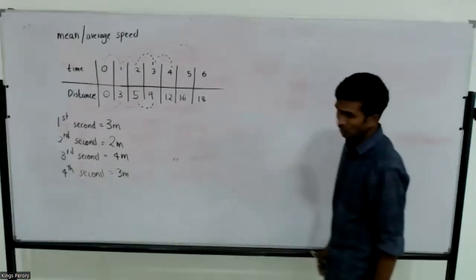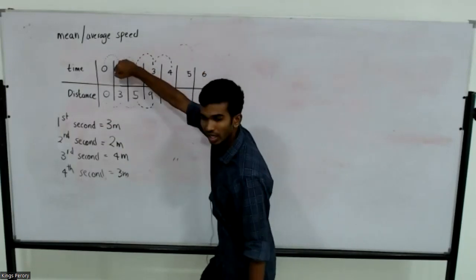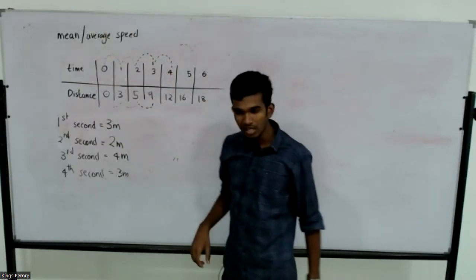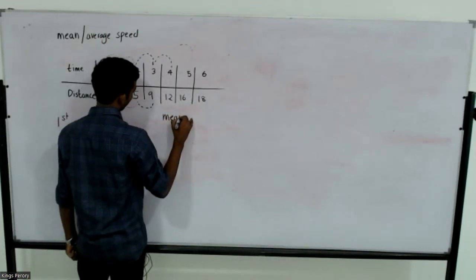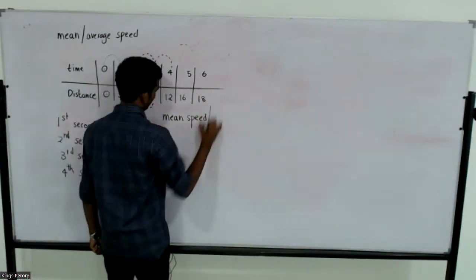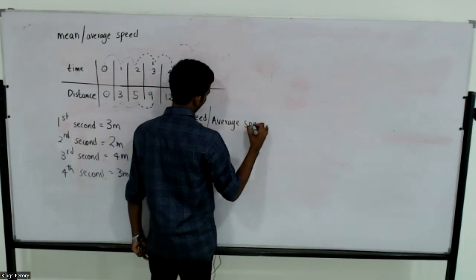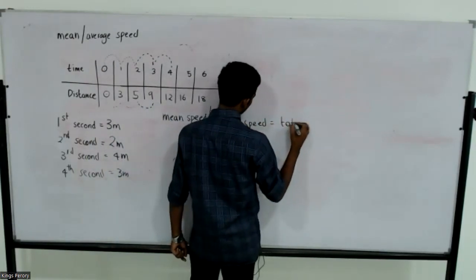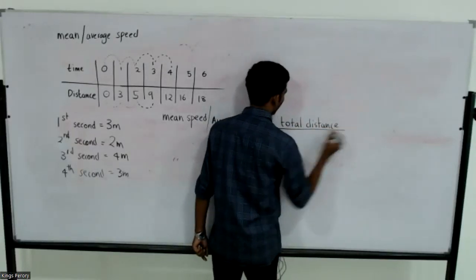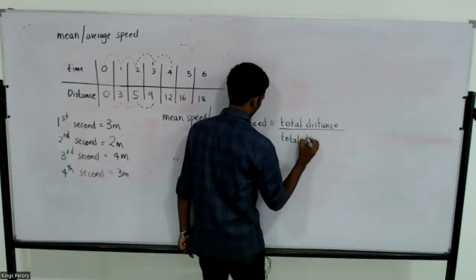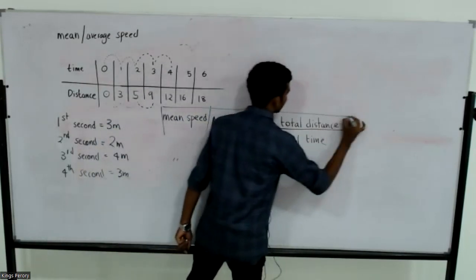How do you find average? You take the total distance divided by total time, and you have the average speed or the mean speed. So the equation for mean speed or average speed is: total distance divided by total time. This is the equation to find average.